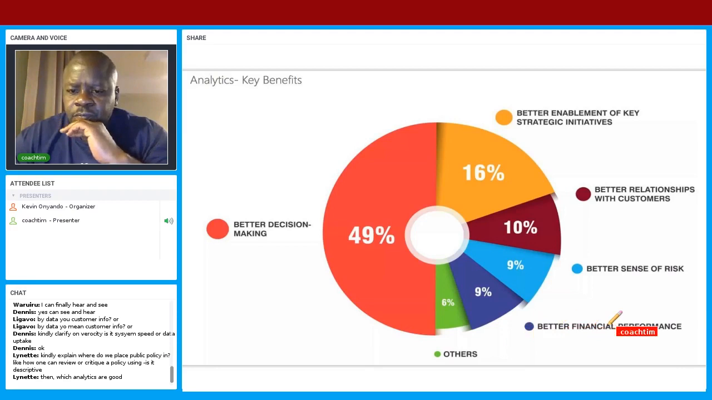Then the better financial performance. Number one, to reduce operational costs. Number two, to enhance revenue on the top line. So this is where the data for dividends part comes in.